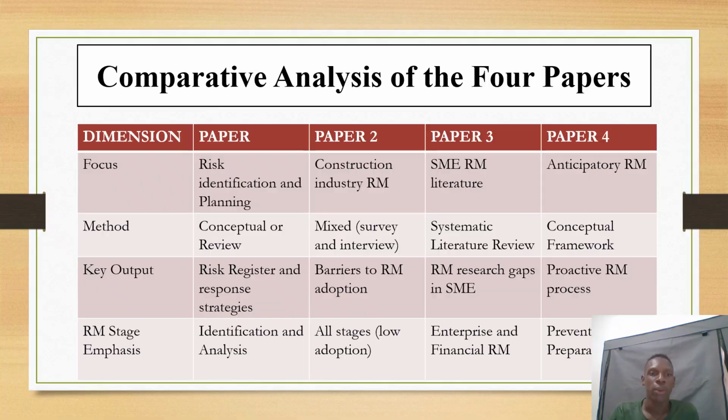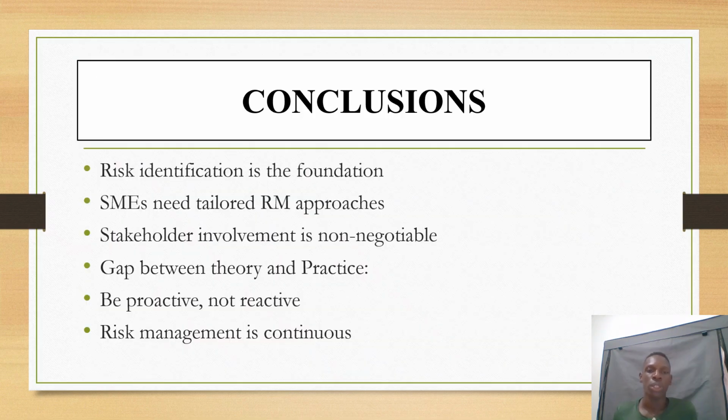Going to the next slide, we have comparative analysis. This is the comparative analysis for those 4 papers, whereby the first paper focused on risk identification and planning. The second paper focused on the construction industry in Iraq. Then the third paper focused on risk management in small scale enterprises, and paper 4 is about anticipatory, proactive risk management. So these are the summaries, and going to the conclusions.